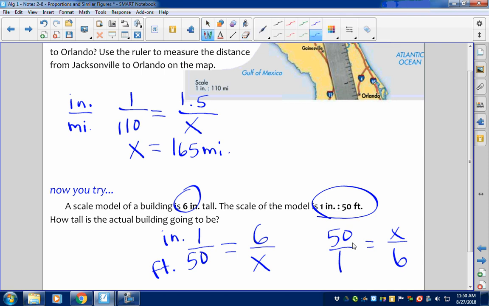You should get x equals 300 feet. And once again, make sure it makes sense. 1 inch is 50 feet, so 6 inches. You might have just done 6 times 50 and be done with it.